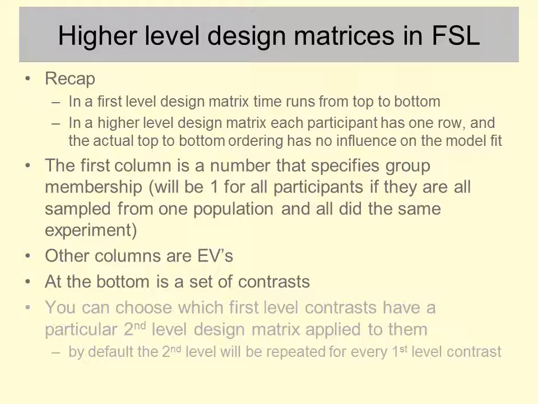Just like with the first level, at the bottom we specify a set of contrasts. And an important thing is, given that this higher level analysis is sitting on top of the first level analysis, you get to choose which first level contrasts have a particular design matrix applied to them. By default, your second level design matrix will be repeated for every first level contrast that you've specified, and therefore you're going to get one second level cope for every first level cope just by setting up one second level design matrix.